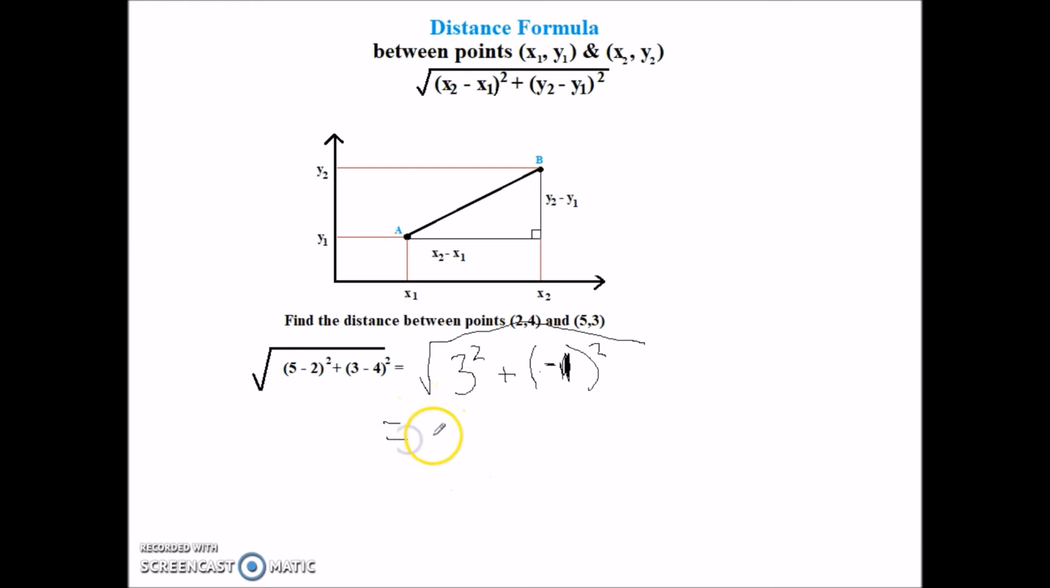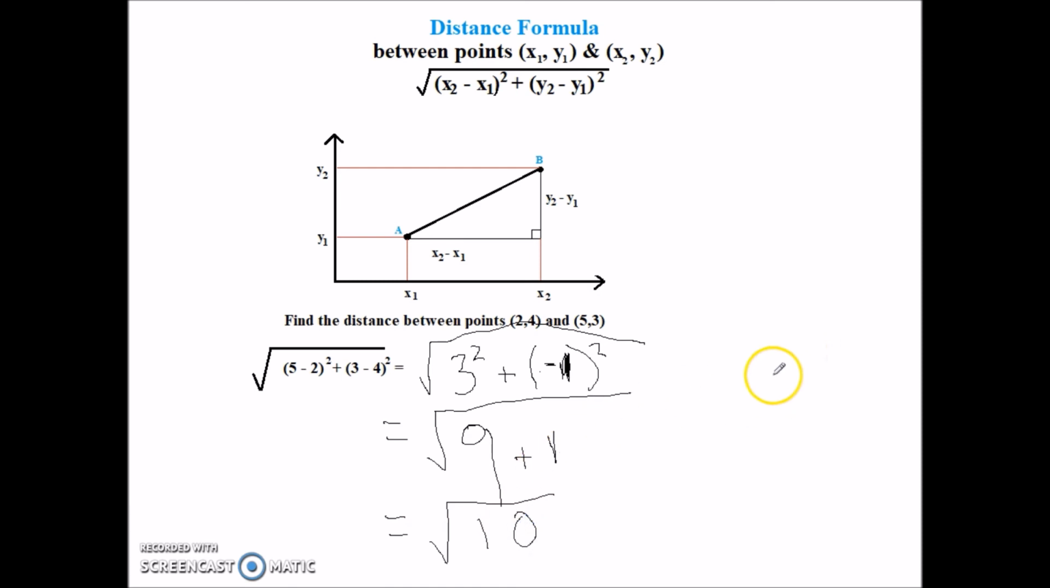Next stage will give us, remember to put the square root function. It's a really good habit to get into, not just for these questions, anything, because it reminds you at the end. Don't get too focused on what you're doing inside. And then we end up with 9 plus 1, which gives us root 10.